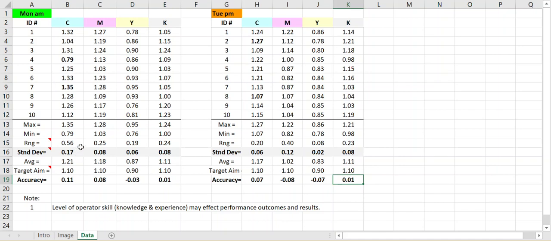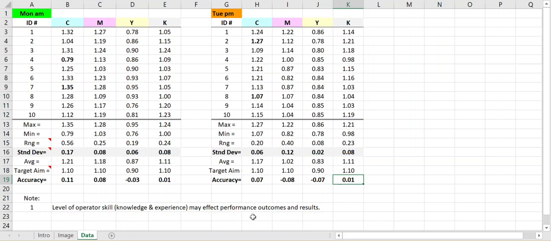The Monday class had a cyan standard deviation of 17, but the Tuesday class only had a standard deviation of 6 on the cyan. So that's about 3 times better. Looking at the yellow on Tuesday versus the yellow on Monday, again, 2 versus 6, this is about 3 times better, or less variation.